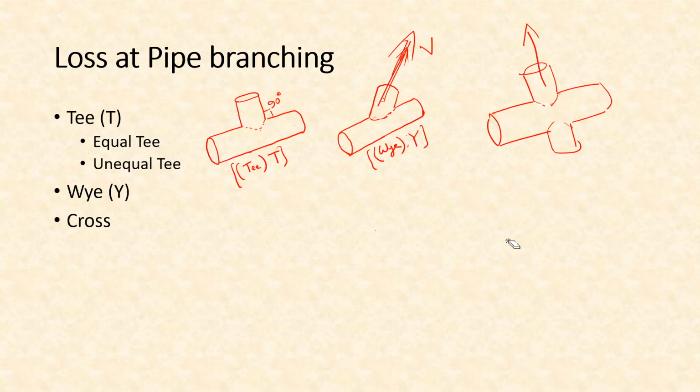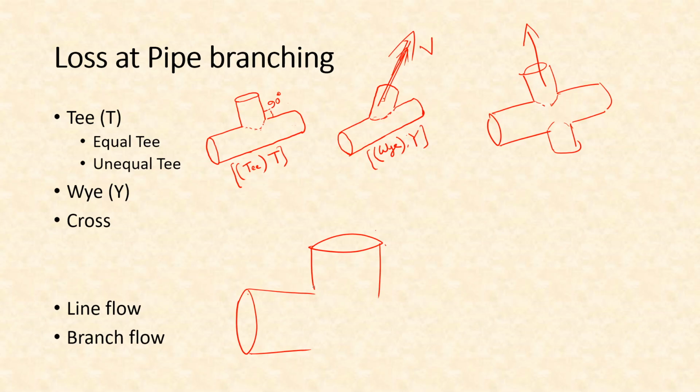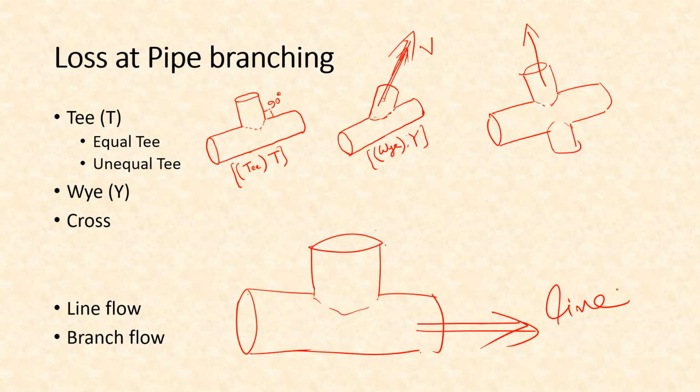So there are two kinds of these coefficients or K. It can be for line flow or it can be for branch flow. Line flow means, if this is the T branch, suppose, then for this direction of flow it is called line, and this direction is called a branch. And for the branch the K value will be different, approximately 0.8 or 0.9, and for the line flow generally the value of K is slightly less, around 0.3, 0.2 and so on.